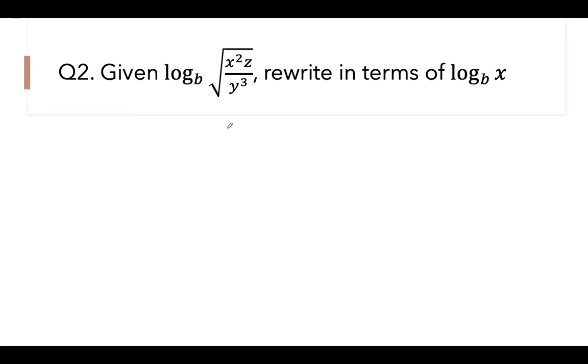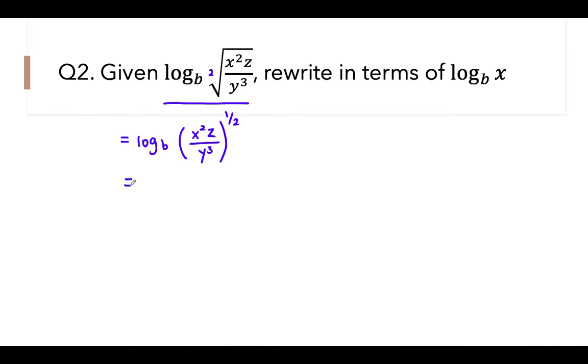Example 2. So given this logarithm expression, we have to rewrite it in terms of log_b x. Okay, so let's see. We don't like radicals, so I'm going to replace the radical with an exponent. The square root is the exponent 1 over 2.